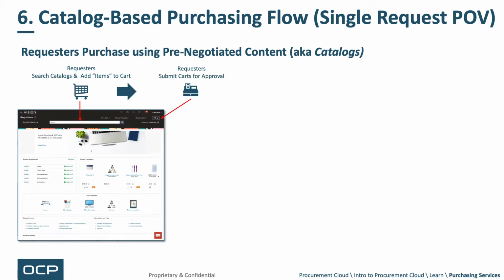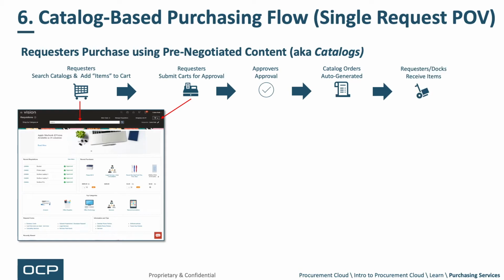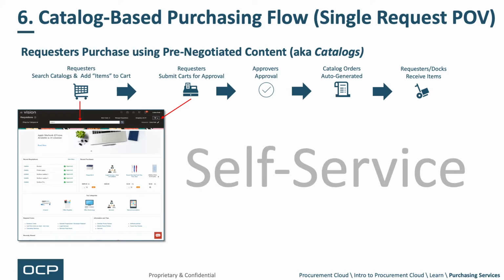Once they're done, they submit their cart for approval. Once approved, catalog orders, because these have already been sourced, auto-generate into a PO post-approval. We don't need to run them by sourcing. They get shipped, and then requesters or dock workers will receive those items. This is referred to as self-service or catalog-based purchasing.